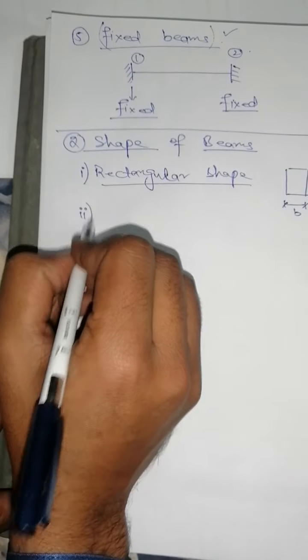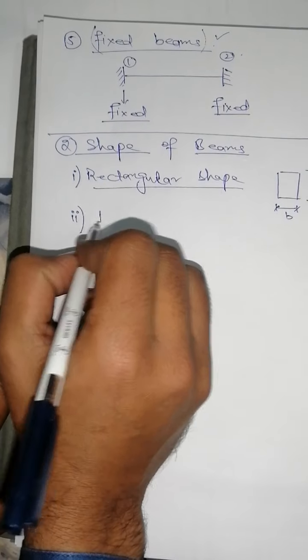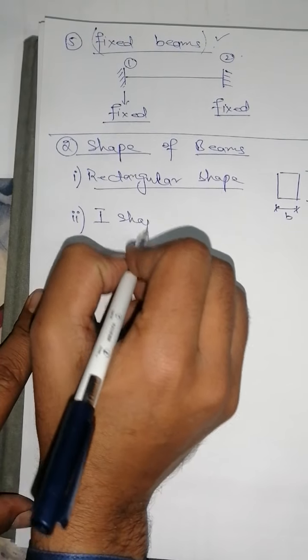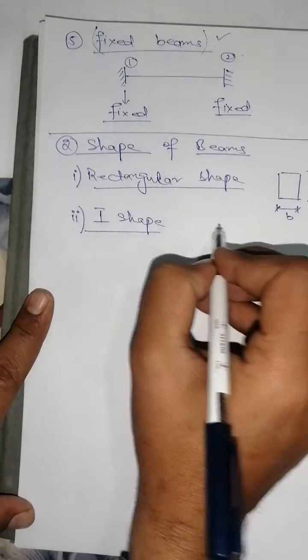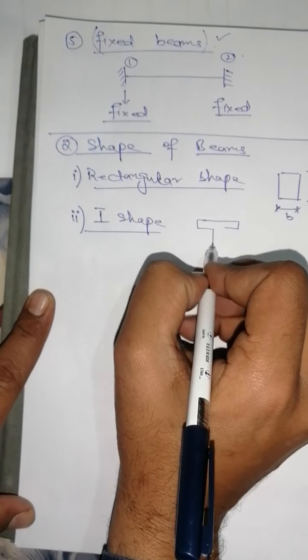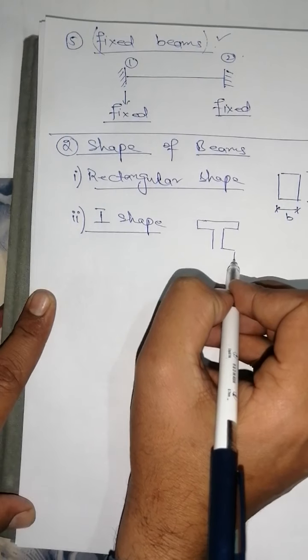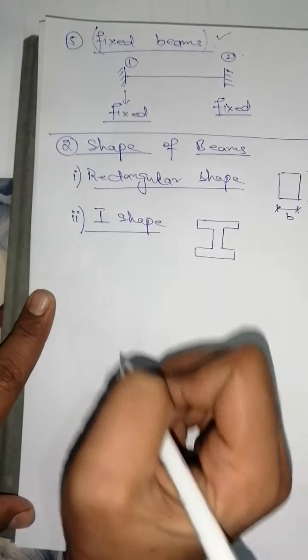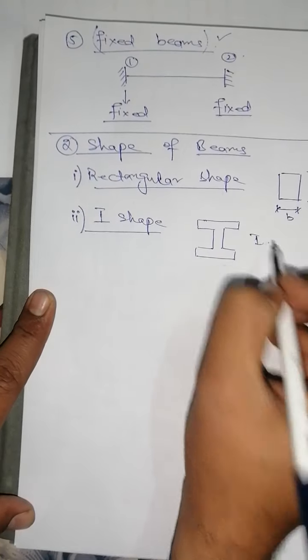Second type or second shape of a beam is an I shape. As the name suggests, it will be like I. This one. This beam is an I shape beam.